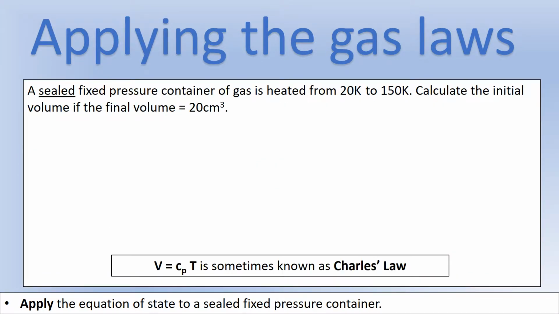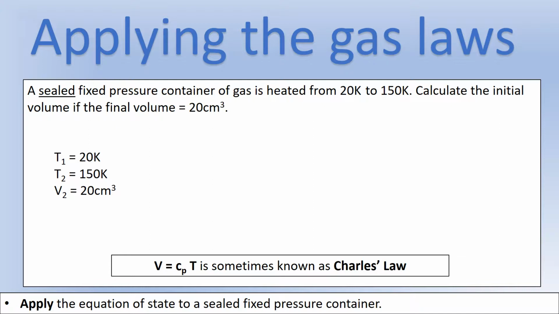This relationship is often known as Charles's law, again named after a famous scientist, like a lot of them are. So we've got a sealed fixed pressure container that's initially at 20 Kelvin and it goes to 150 Kelvin. And we want to know the initial volume if the final volume is 20 centimeters cubed.